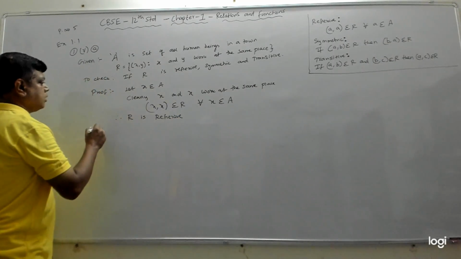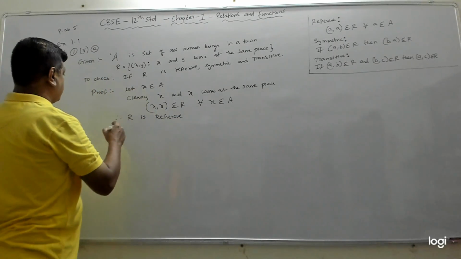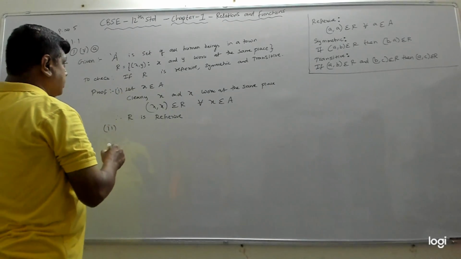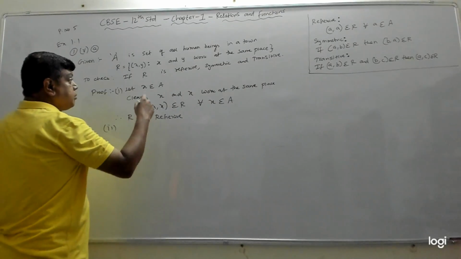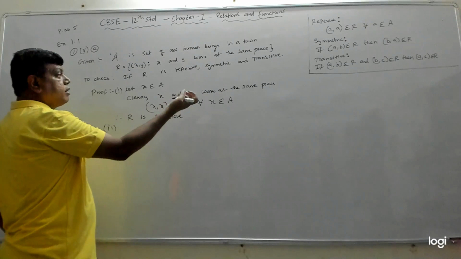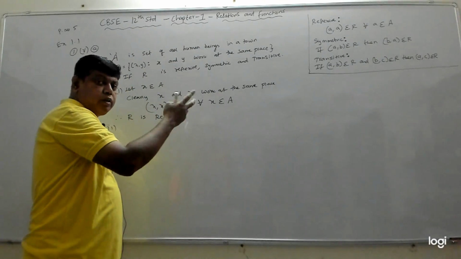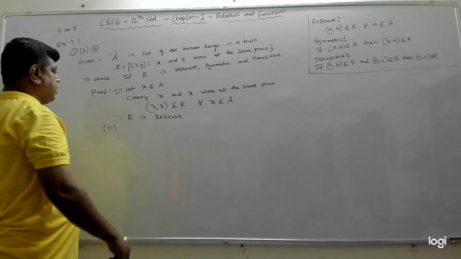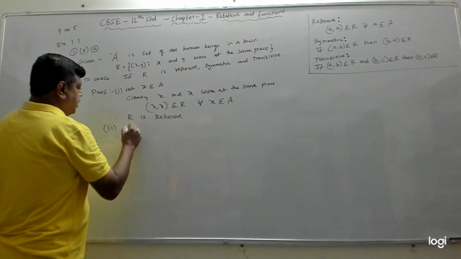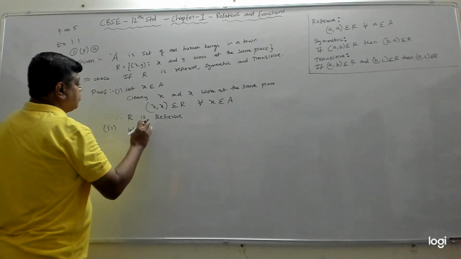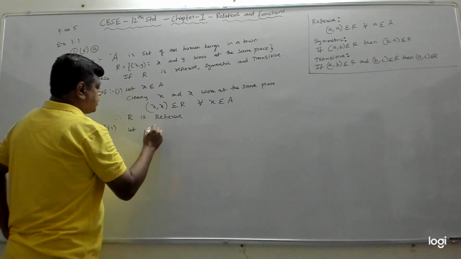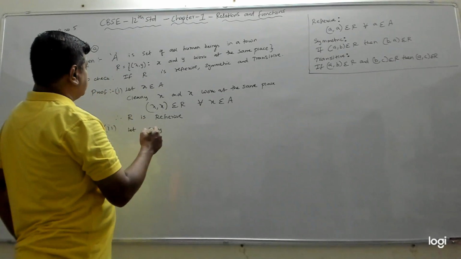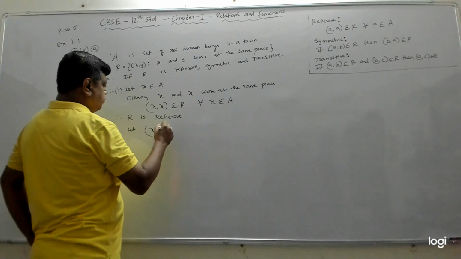The second one is we have to check whether R is symmetric. Now, this is the first part. The second part is for symmetric. So what do we do? To prove symmetric, we should take one element from R and show that the reverse is in R to prove it is symmetric, or we should say the reverse is not in R to show that it is not symmetric. So we'll say let x comma y belongs to R.